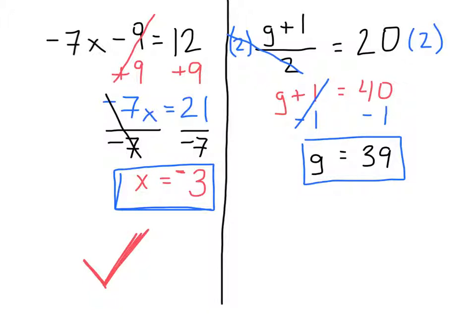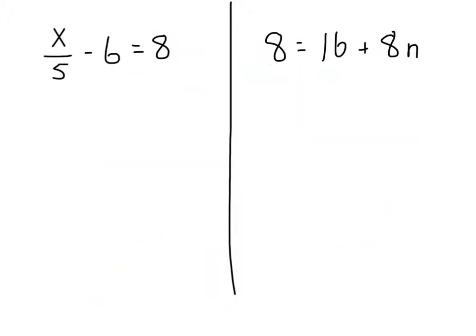So if you want to double check, all you have to do is take the 39 and plug it back into the equation, wherever g is. So 39 plus 1 is equal to 40, and 40 divided by 2 is equal to 20. So this is correct. So now we have two more multi-step equations.